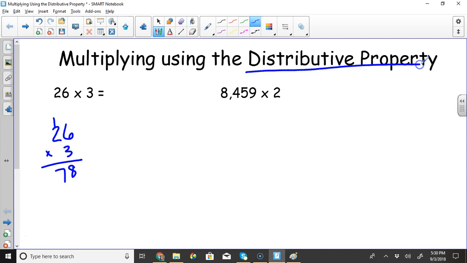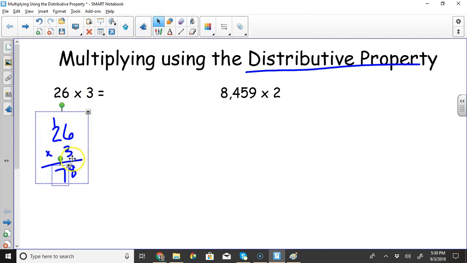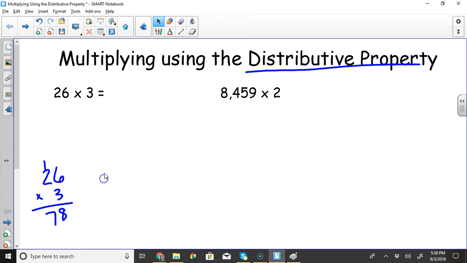The distributive property is a way to break down the numbers and kind of work on them one at a time in a smaller way, where everything kind of makes a little bit more sense. Because this little process right here that I just did is just one of those things that you memorize but don't really maybe know why you're doing it. So 26 times 3. If I'm going to use the distributive property, I'm going to break up this number 26 into 20 plus 6.